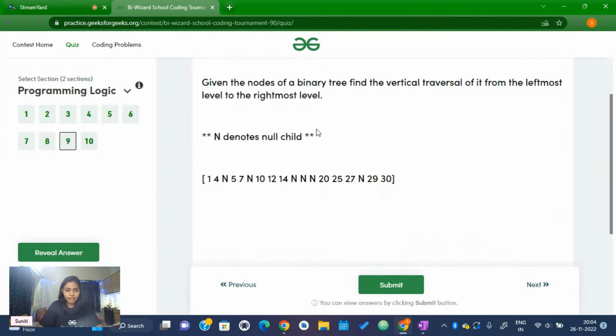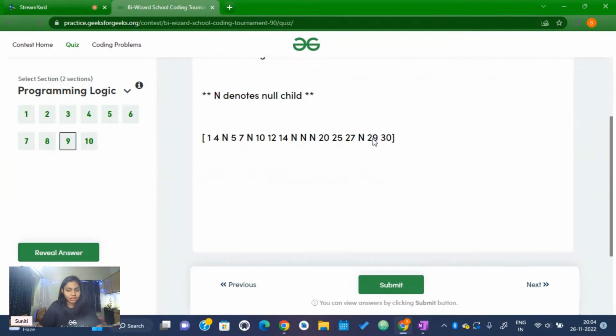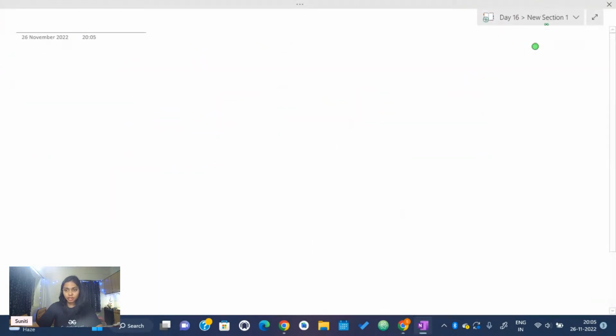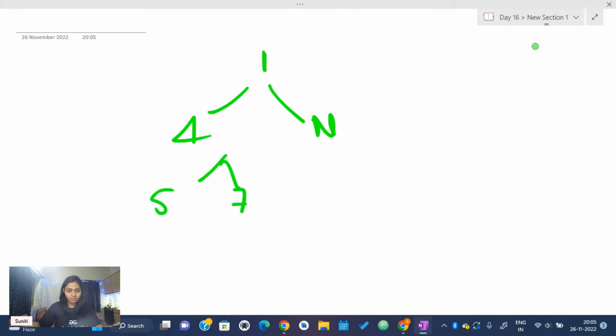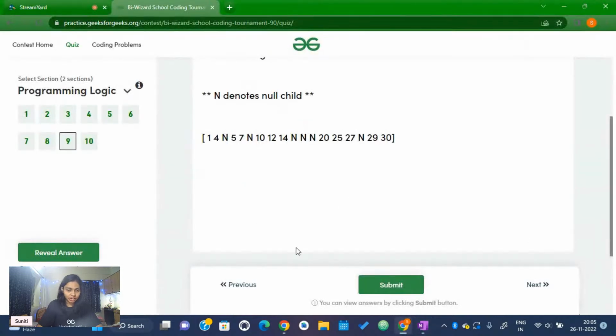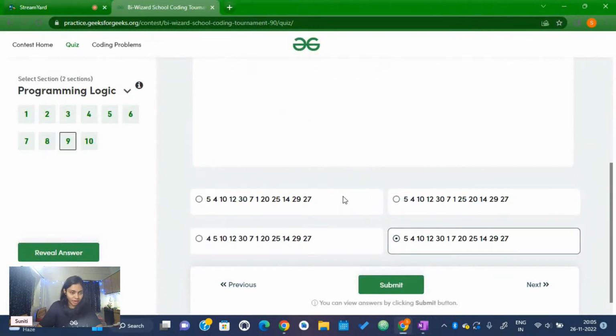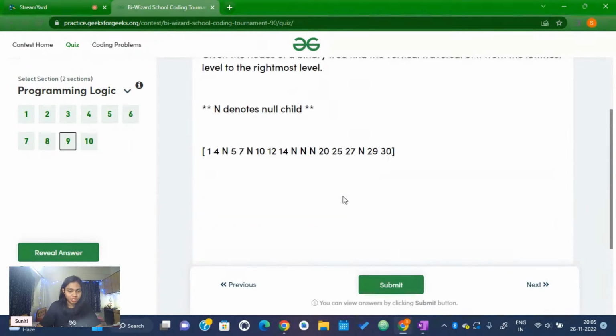Next question says that we are given the nodes of a binary tree and we need to find the vertical traversal of it from the leftmost level to the rightmost level. So this tree is given to us. Just create the tree normally. If it is given 1, then we have 4, then we have null, then we have 5, then we have 7. This way, just keep on creating the tree, and then starting from the left point, we do the vertical traversal. The main point here is just the creation of the tree.